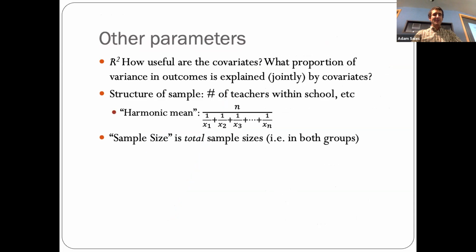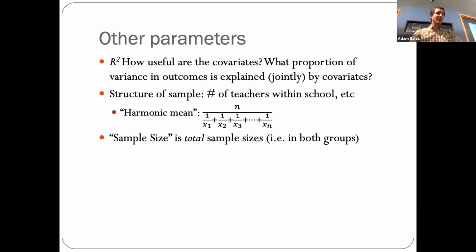Okay, there are other parameters that PowerUp asks you about, other than the ICC. One of them is the R-squared. This is kind of what we were talking about before. This is like the correlation between the pretest and the post-test. So I didn't just measure people's outcomes and what treatment group they were in. I also measured other variables.